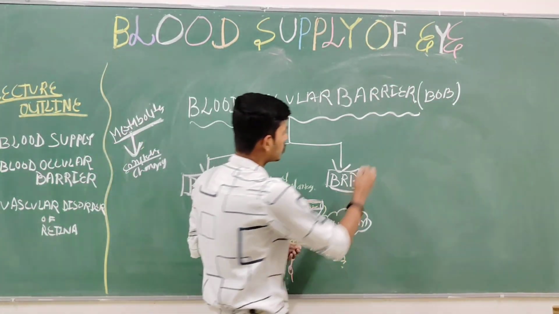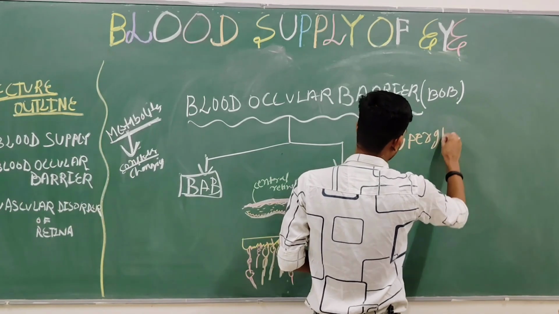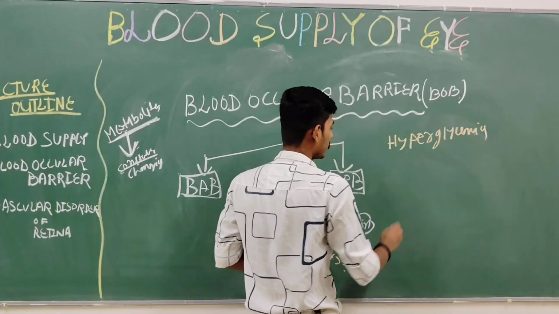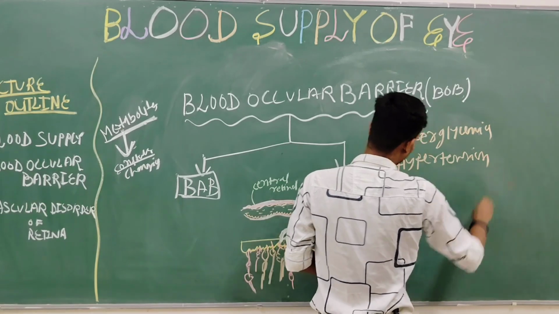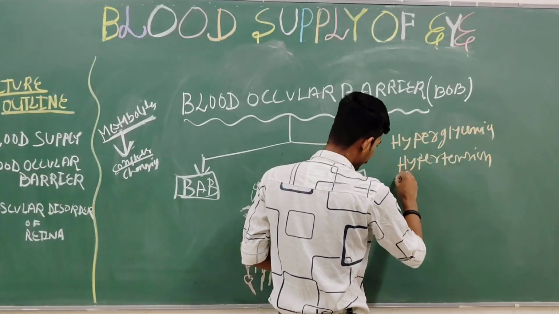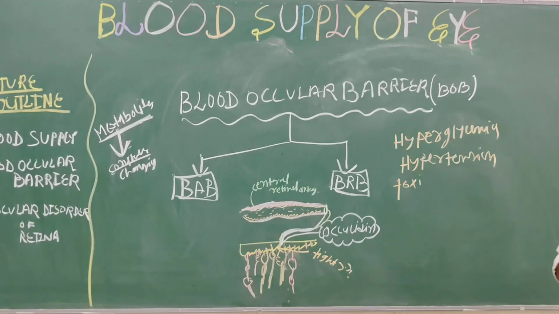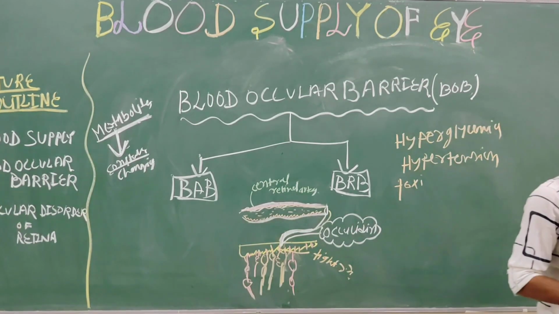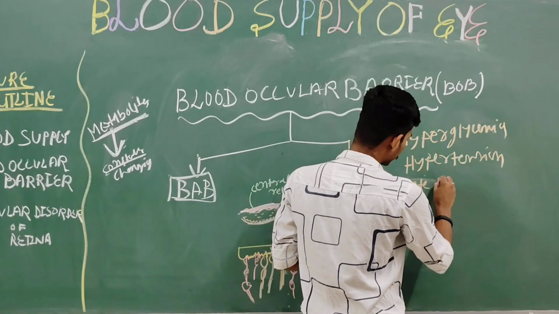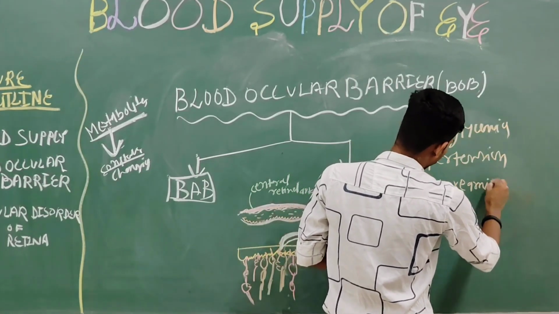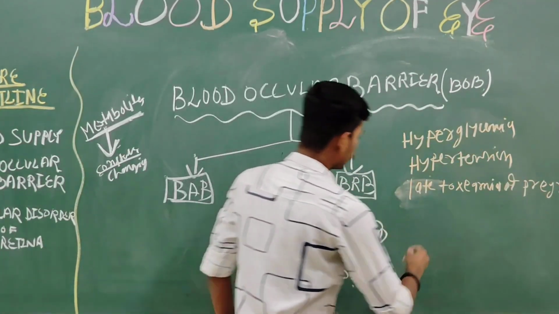And in the case of chronic hyperglycemia or diabetes, hypertension, and pregnancy, the late toxemia of pregnancy, and there will be embolism.